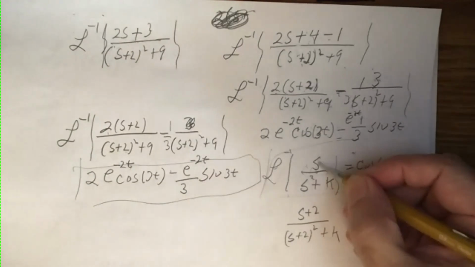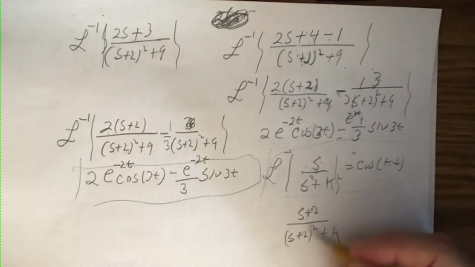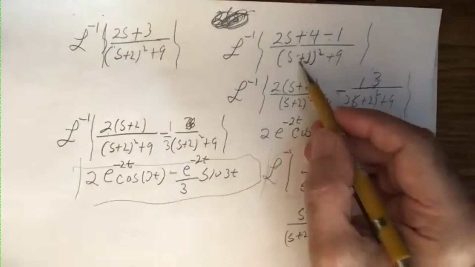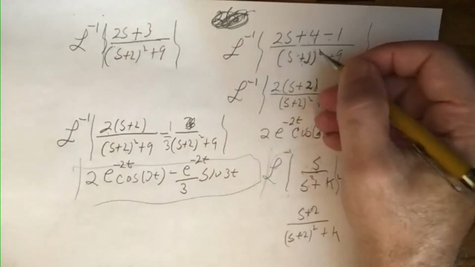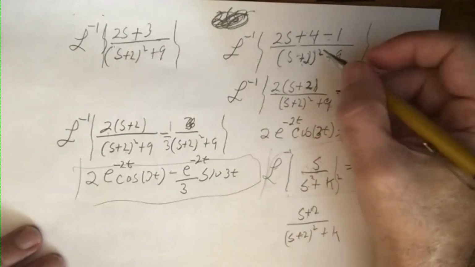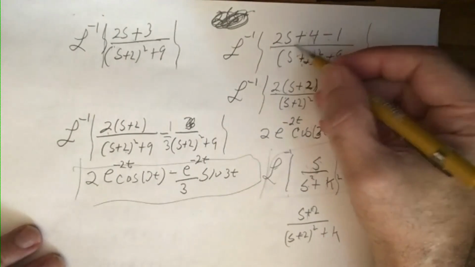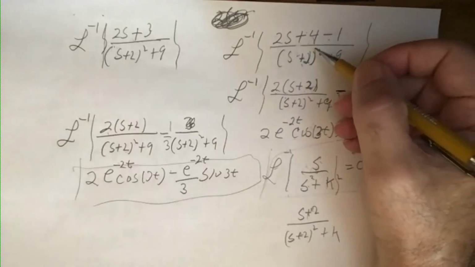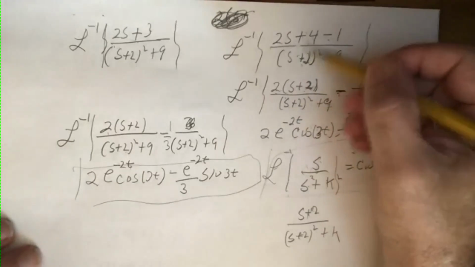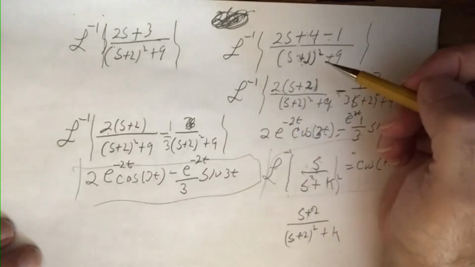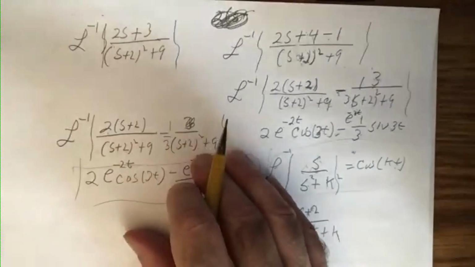I want this s and this s to be the same, and that's where the e to the negative 2t comes from. So the trick is, like I said, these could be a little bit tricky. They're not hard. The trick is getting this and this the same. Okay, I don't think I gave you anything like this on the exam.